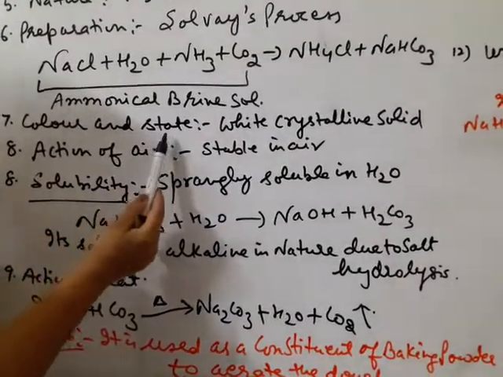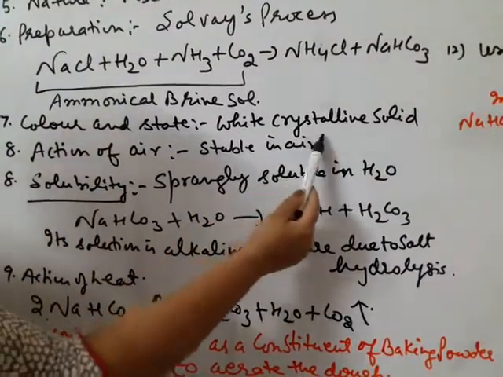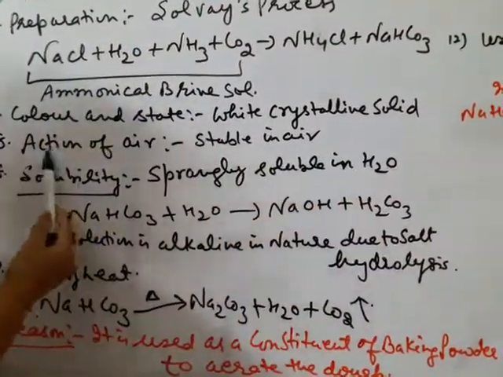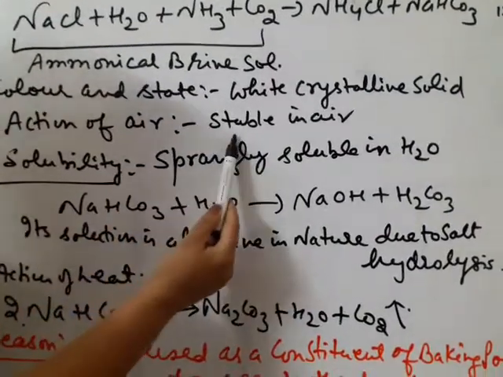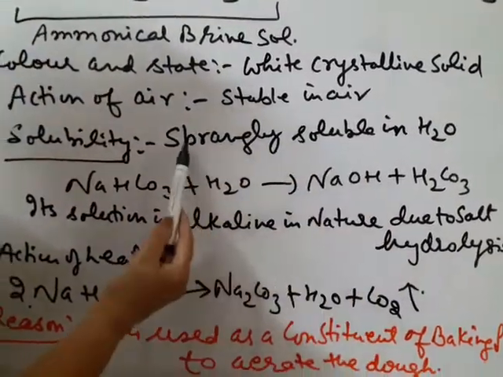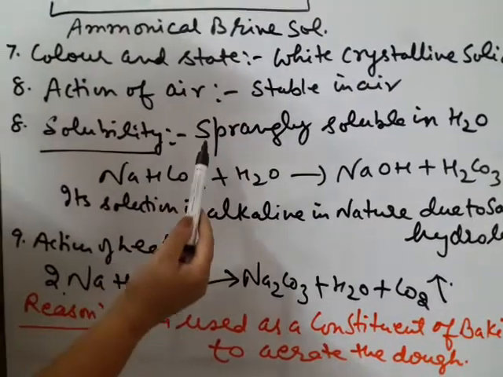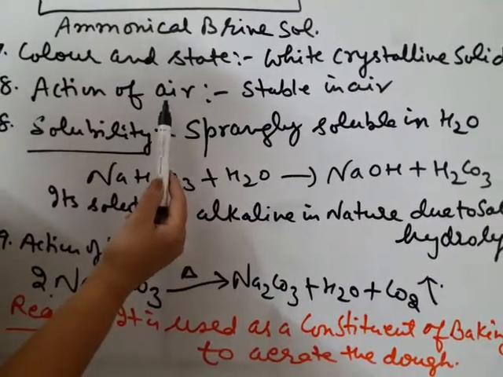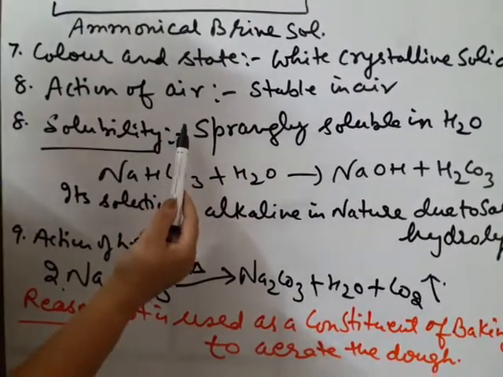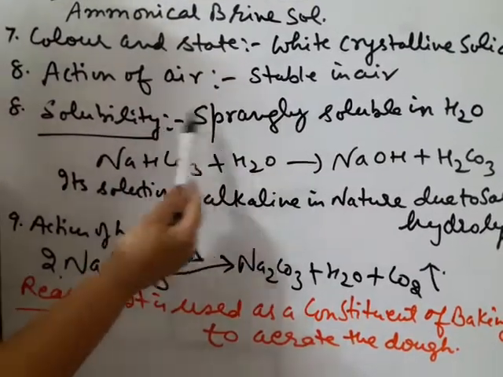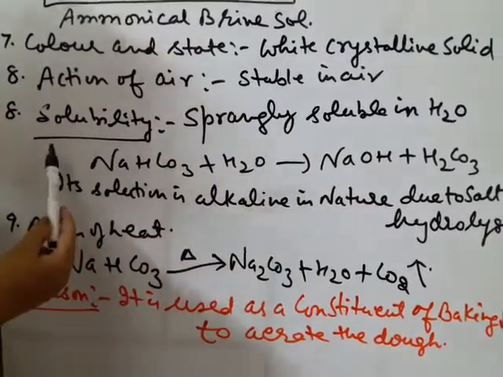Color and state: it is a white crystalline solid. Action of air: it is stable in air. Nothing will happen if you keep the bottle of sodium hydrogen carbonate, that is baking soda, open. Nothing will happen. It is stable in air.